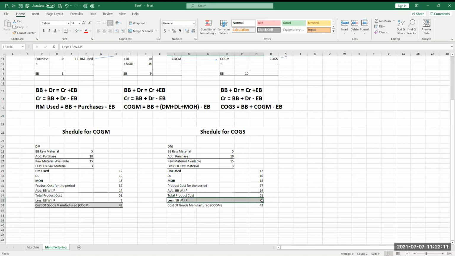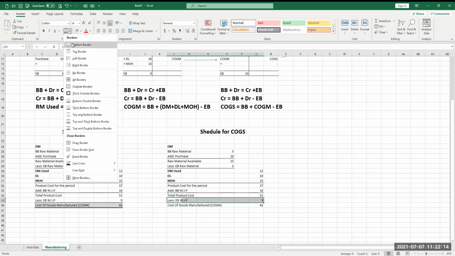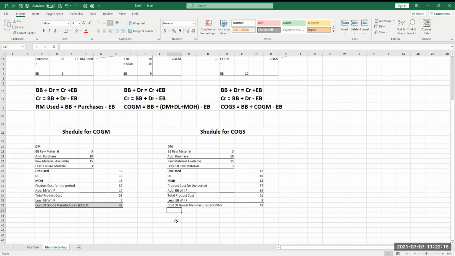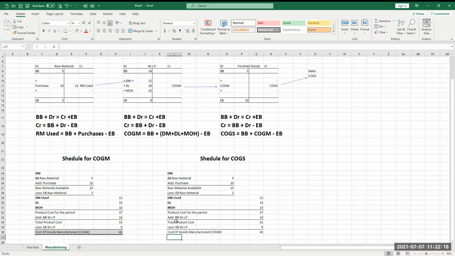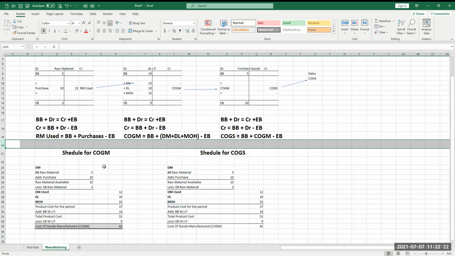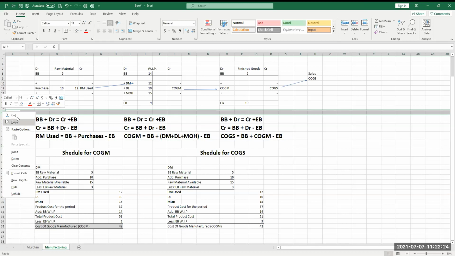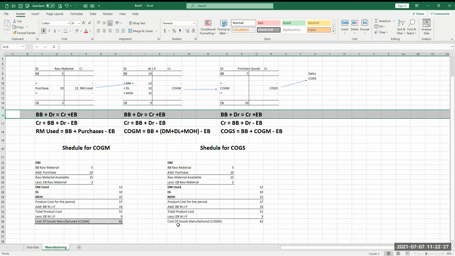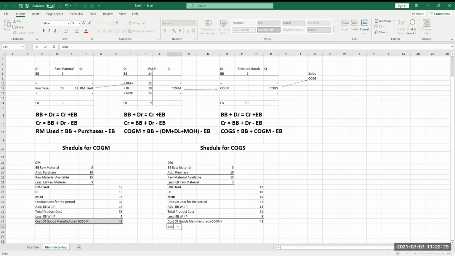So here I'm going to have cost of goods manufactured. Now, once I have cost of goods manufactured, what do I have to do? I have to add the beginning balance on the finished goods account, which is 5. Okay, let's go with 5.